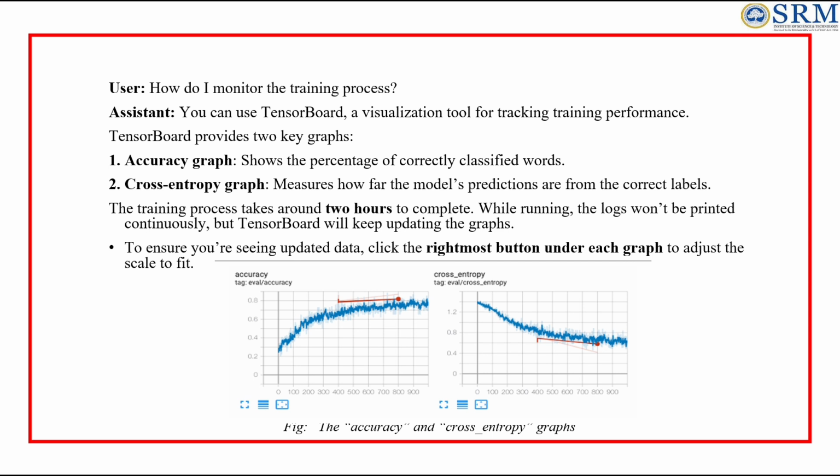While running, the logs won't be printed continuously, but TensorBoard will keep updating the graphs. To ensure you are seeing the updates, click the rightmost button under each graph to adjust the scale to fit. In this figure, we can see the accuracy and cross-entropy graphs.